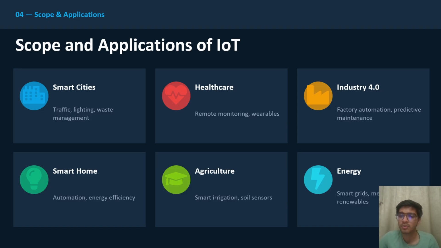Industry 4.0 uses IoT for predictive maintenance in factories. Smart houses automate comfort and energy efficiencies. Agriculture IoT optimizes irrigation and soil health. Energy IoT powers smart grids and demand response systems. The scope is truly global and immense.